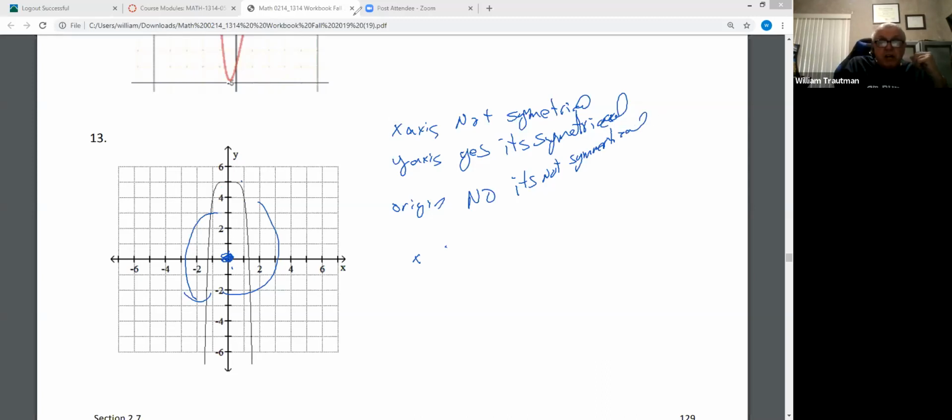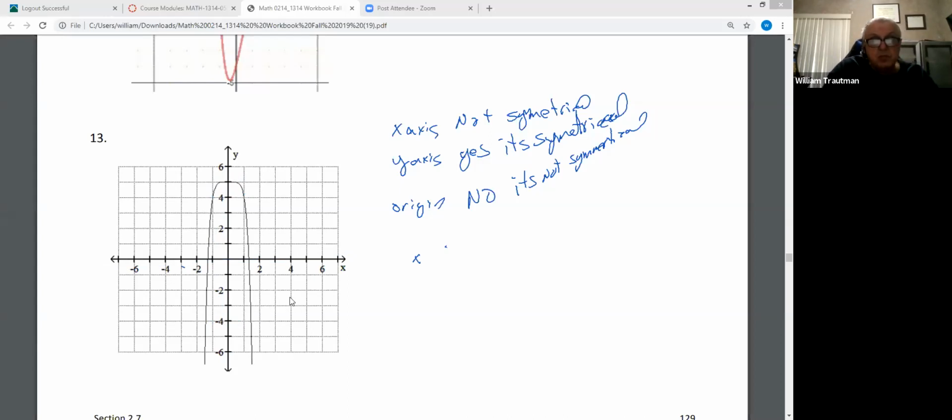So this graph is only symmetrical with the y-axis. If I fold them over, they both touch each other in the exact same spot. With the x-axis, it doesn't fold over. This part doesn't touch anything over here. It has to touch the same thing, and it doesn't. So it's not symmetrical with the x-axis. It's only symmetrical with the y-axis.